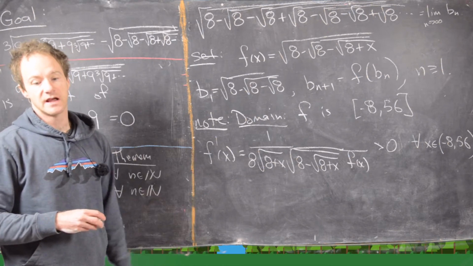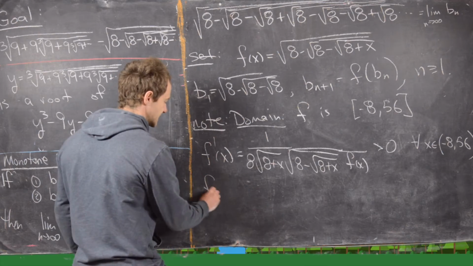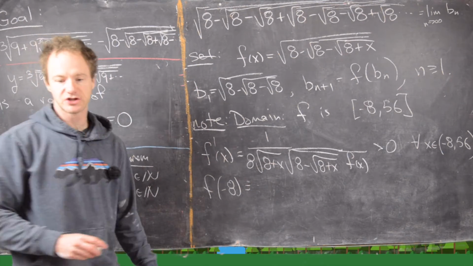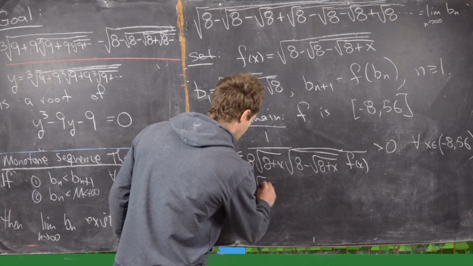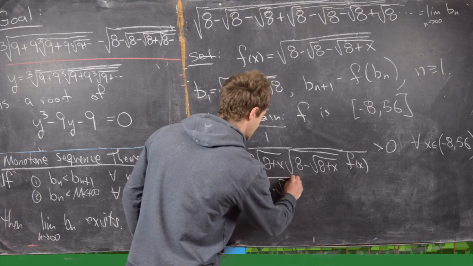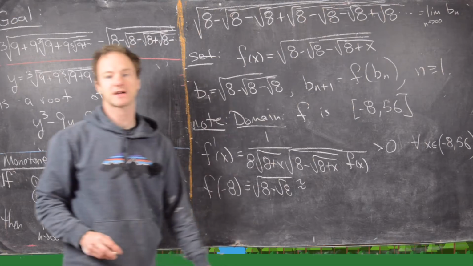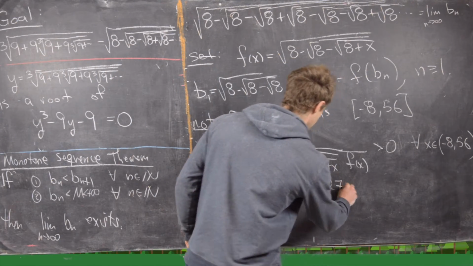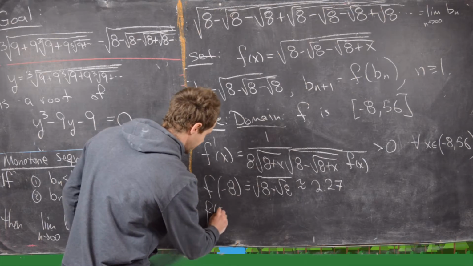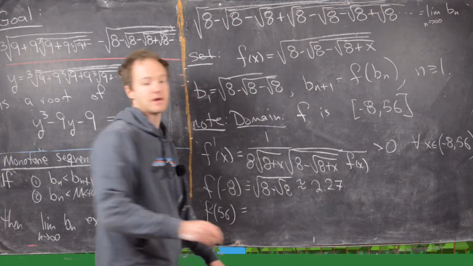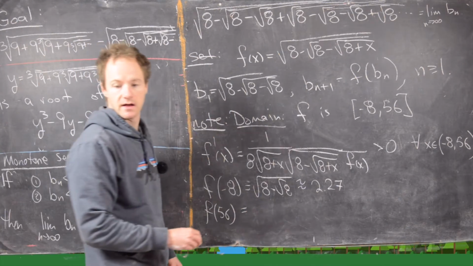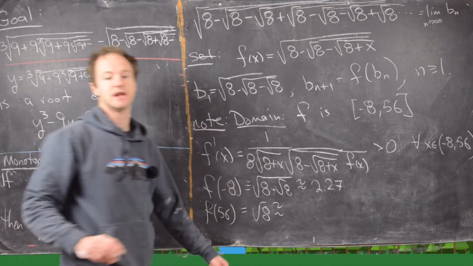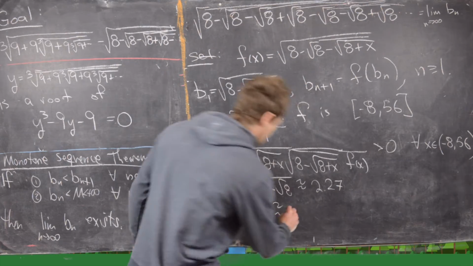Okay, good. Now the next thing that we want to notice is that f of negative 8 is going to be equal to the square root of 8 minus the square root of 8. And I'll just say that that is approximately equal to 2.27, and then f of 56 is equal to the square root of 8, which is approximately equal to 2.83.